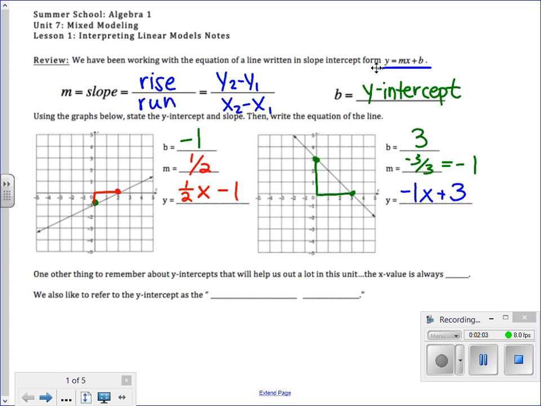One other thing to remember about y-intercepts, that will help us a lot in this unit, is that the x value of a y-intercept is always 0. For example, up in the second graph here, that y-intercept we said was 3, but the ordered pair for that point is (0, 3). The x value is always 0. In linear modeling, we also like to refer to the y-intercept as the starting value.